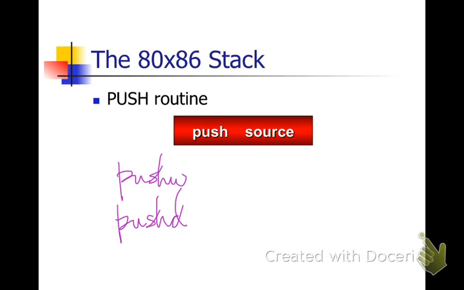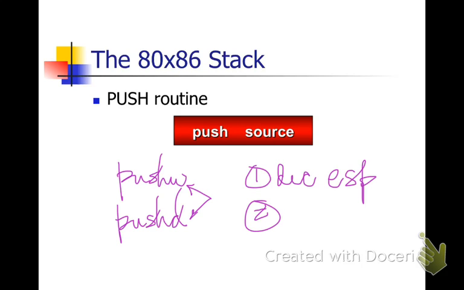Okay, so let me tell you what this thing is going to do. Push is very similar to the loop instruction, where it's actually a complex instruction, not an atomic instruction. This is going to do a couple of things. So first, it's going to decrement the stack pointer by the size of the push, so in this case, by 2 or 4. And then it will copy source to the stack. Okay?